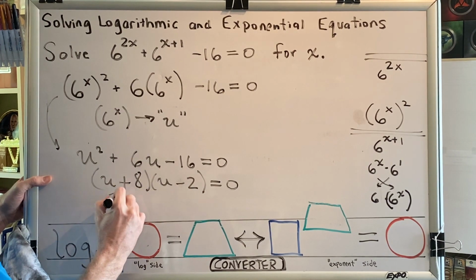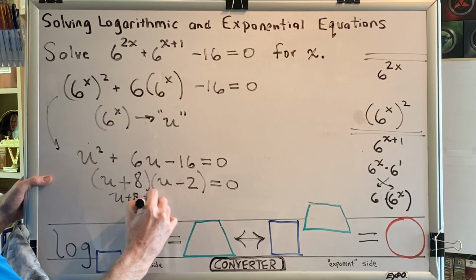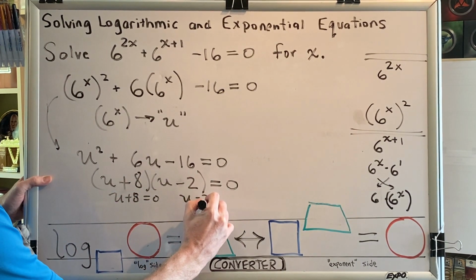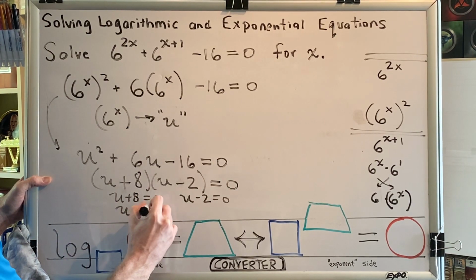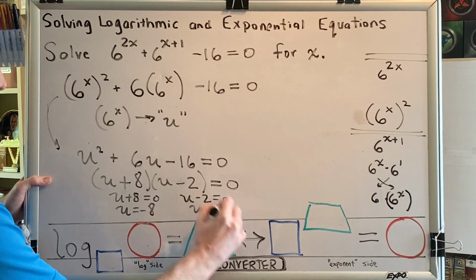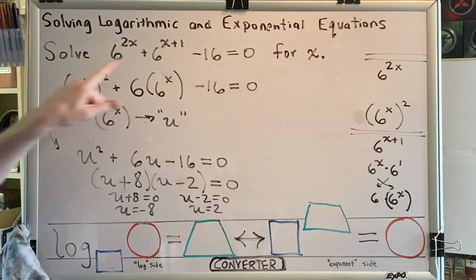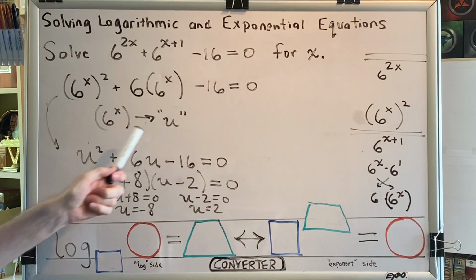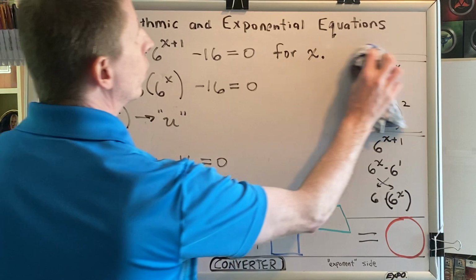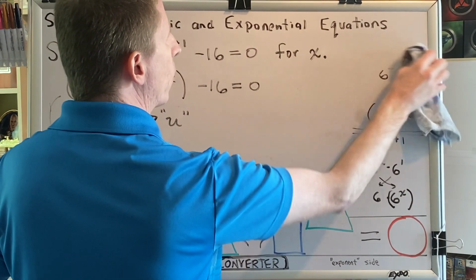By the zero product property, u plus 8 is set equal to 0, u minus 2 is set equal to 0, and we get u equals negative 8, u equals positive 2. But remember, the instructions said to solve for x, so we are definitely not done with this problem. This is the moment where we now have to undo the substitution that we made earlier in the problem. So let's go ahead and do that.